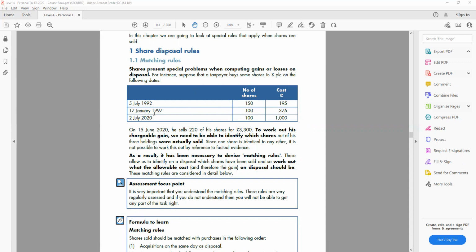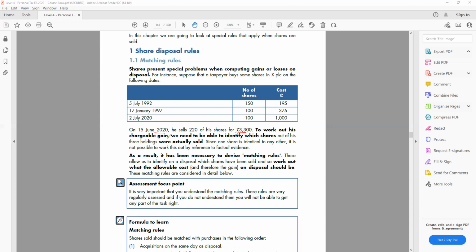Then 17 January 1997, number of shares 100, the cost is 375. 2nd July 2020, number of shares 100 and the cost is 1000. So on 15 June 2020, he sold 220 of his shares for 3,300.